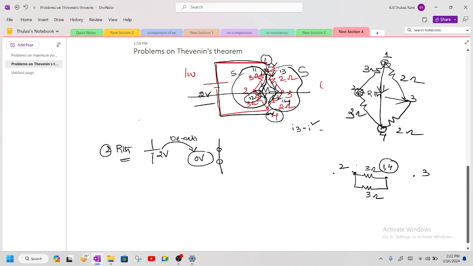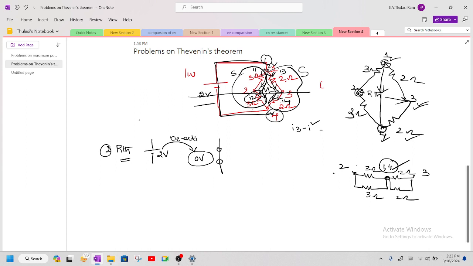So now between 1 and 3 I have one resistor. Between 1 and 3 I have how much resistance? 2 ohm. Between 4 and 3 I have one more 2 ohm. So this resultant is nothing but 1 and 4 as common.